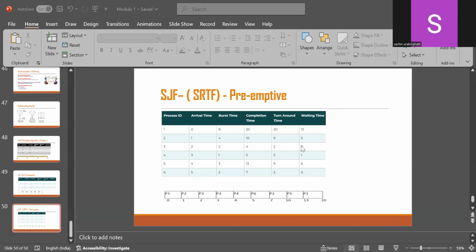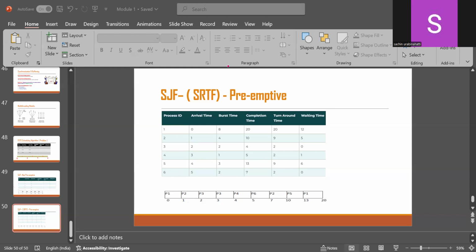The name itself tells that the process having the lesser remaining execution time will take control of the CPU. If you see the given diagram, how many processes are there? Totally we have 6 processes, and you can see the arrival time given for process 1 is 0, then 1, 2, 3, 4, 5 similarly, and this is the burst time given to you.